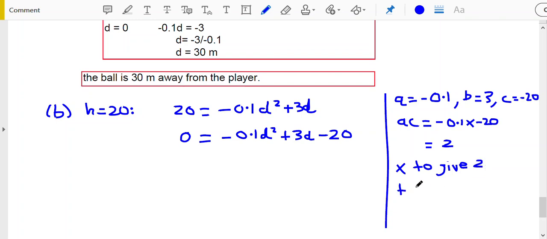And they've got to add up to give 3. Okay, so those two numbers would be 2 and 1. 1 and 2. So I can factorize a quadratic.